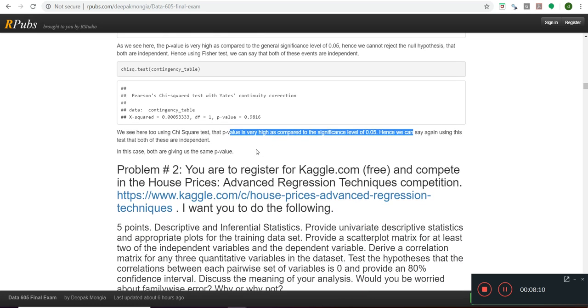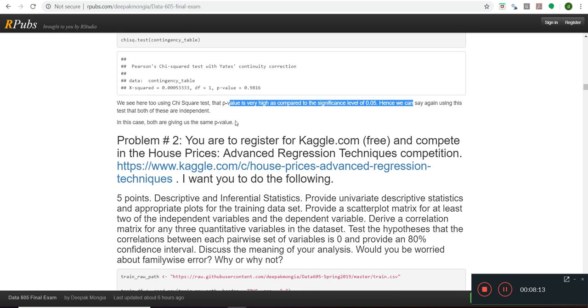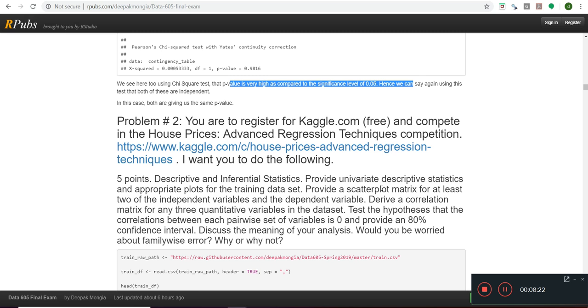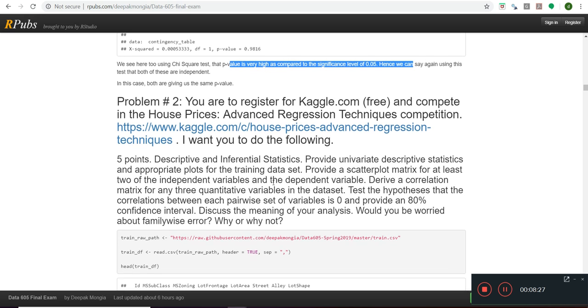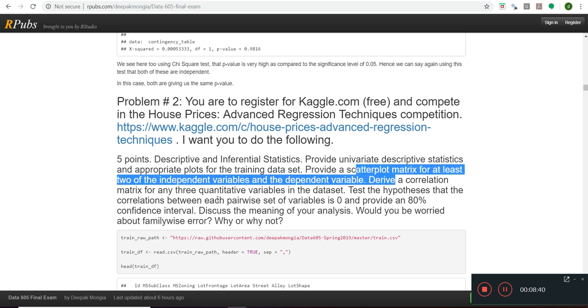Okay, so now moving on to problem number 2. We are asked to register on Kaggle.com and compete in the house prices competition. It's a regression techniques competition. The first point that we are asked to do is to provide the univariate descriptive statistics and the appropriate plots, and then we plot some scatter plots, then we'll use some correlation metrics, and we'll show the hypothesis.